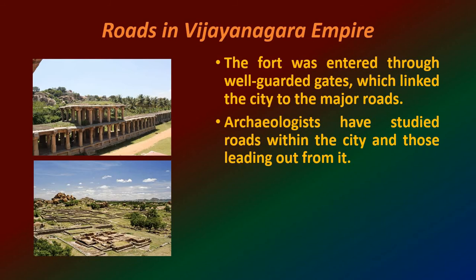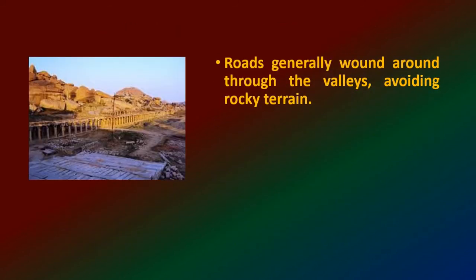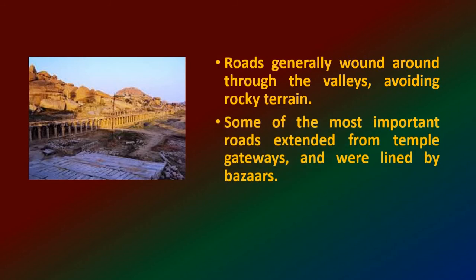Archaeologists have studied roads within the city and those leading out from it. These routes have been identified by tracing paths through gateways as well as by finds of pavements. Roads generally wound around through the valleys, avoiding rocky terrain. Some of the most important roads extended from temple gateways and were lined by bazaars.